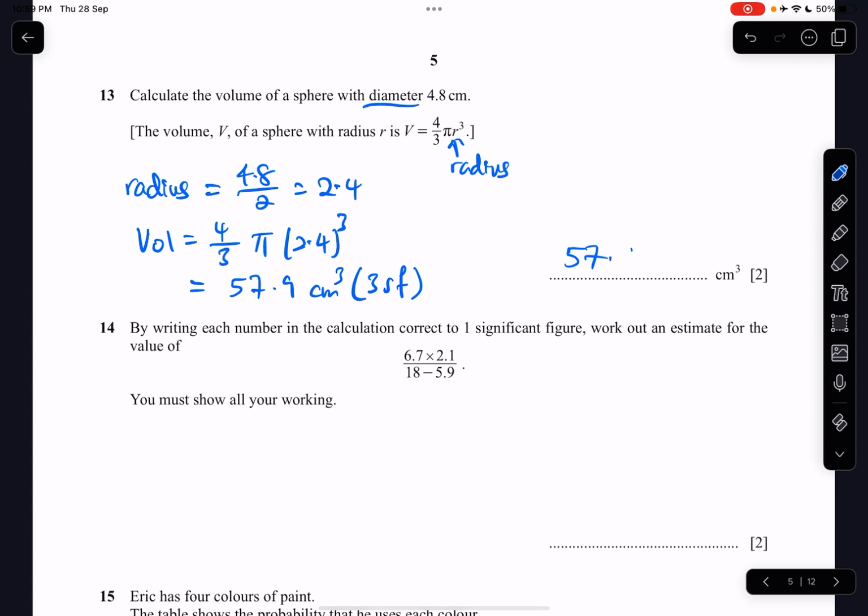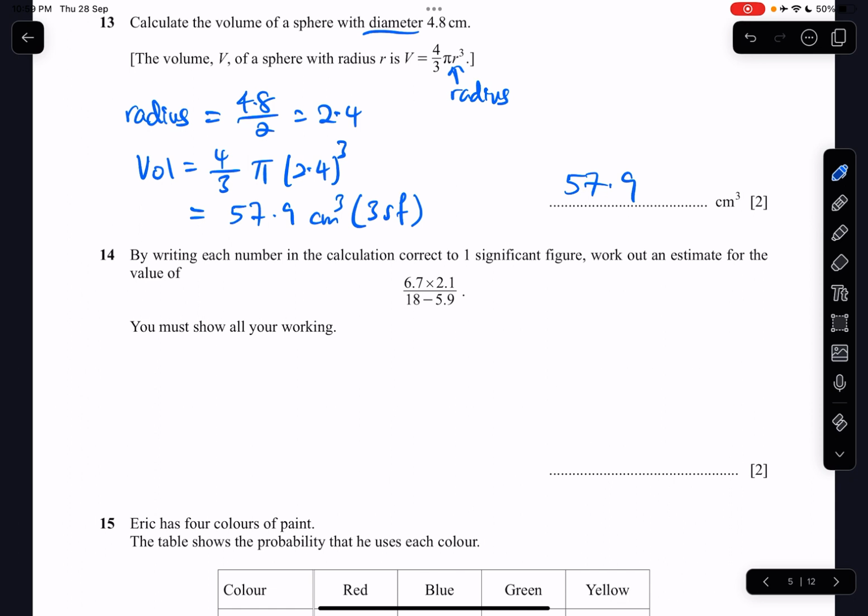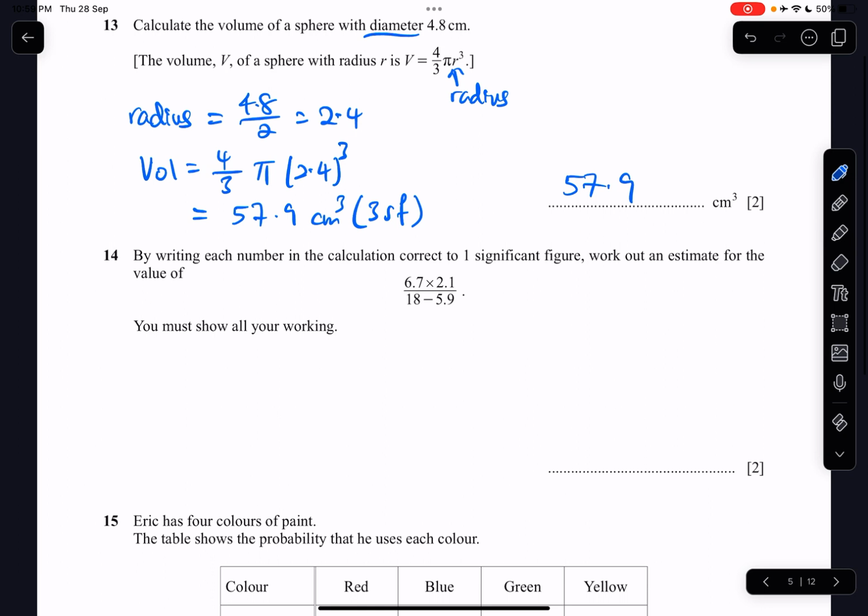So 57.9. Okay, question number 14. By writing each number in the calculation correct to one significant figure, work out an estimate for the value of this. Let's do a quick one significant figure change. 6.7 will be 7. This will be times 2. This will be 20, and this will be 6. So I'll have 14 as my numerator and 14 as my denominator. This will turn out to be 1. So my answer will be 1.